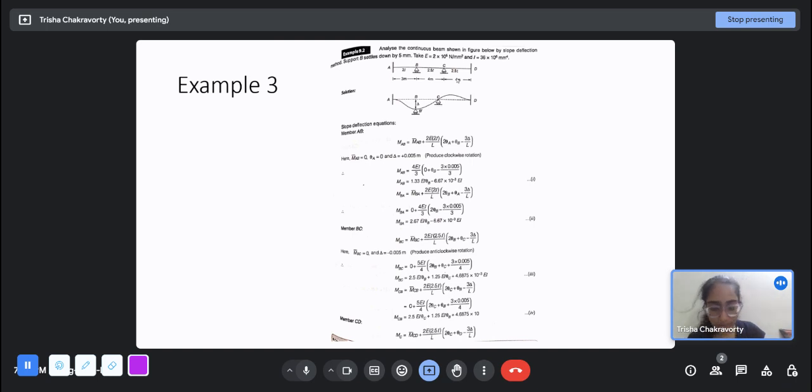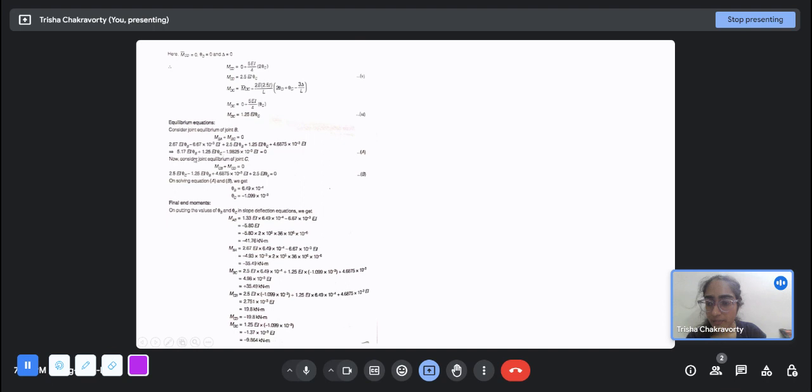So we will get two joint equilibrium equations. One is that the net moment at b is zero. Another is that the net moment at c is zero. So the net moment at b is zero, we got this, and from c is zero we get this. So we solve these theta b and theta c simultaneously. There are two unknowns and two equations.